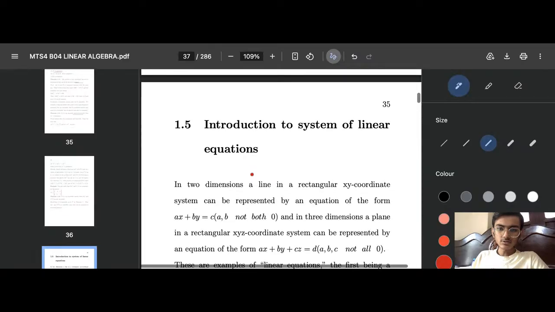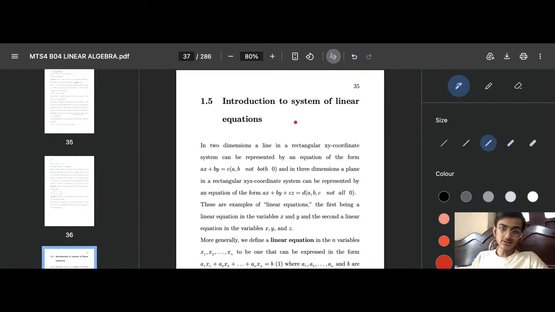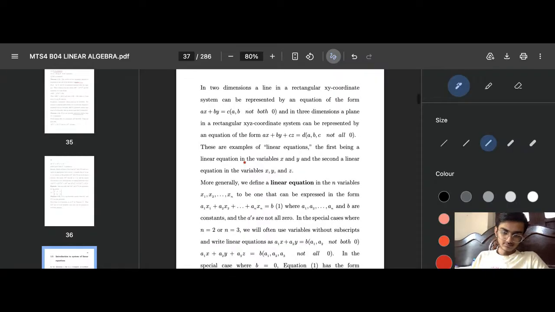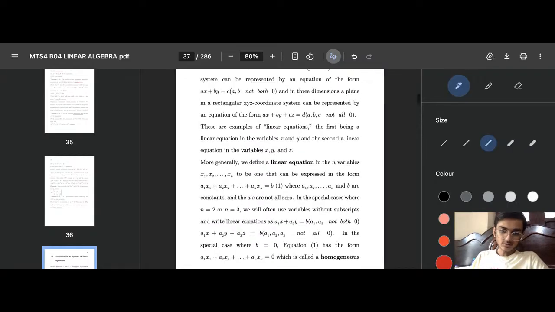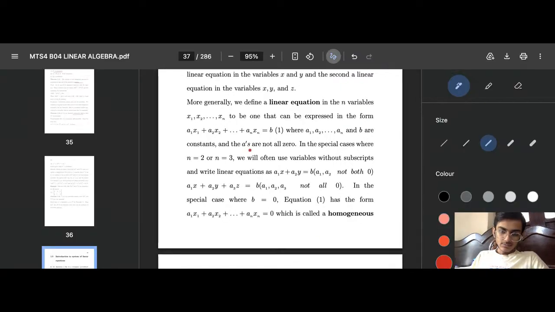Introduction to the system of linear equations. If you have studied that basic course, then you know the basics of the system of linear equations. We discussed one of the most sophisticated methods, that is Cramer's rule, to solve the system of linear equations, and even the matrix method also. I'll not discuss that, just a brief revision.